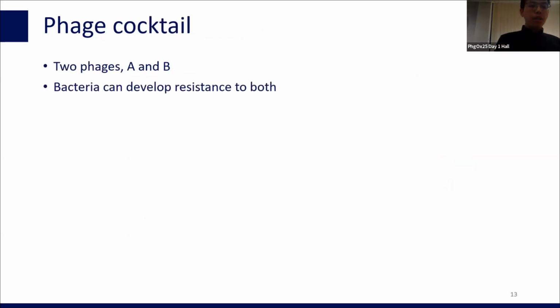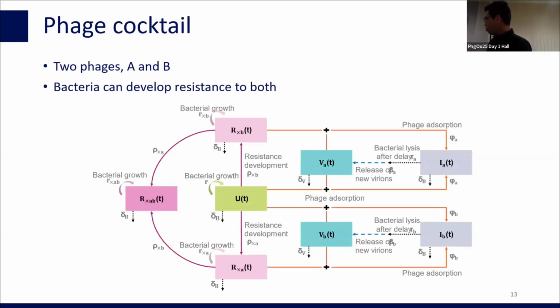All right, if we continue following this analysis, let's look at a phage cocktail context. So assuming 2 phages, phage A and phage B, and we say bacteria can develop resistance to both. And again, we will use a modeling approach. So it's basically an extension of the previous model, the same principle, just that it's now modified to a phage cocktail context.